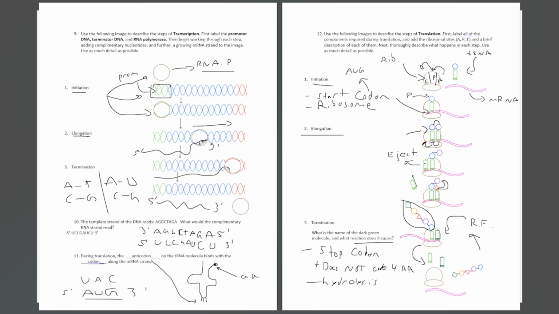Whatever's at the E site is then ejected, and the cycle continues until we hit termination, where we have a stop codon that will attach at the A site, which codes for a release factor, which tells the ribosome to let go of everything and perform a hydrolysis with the amino acid chain, where it will then be processed.